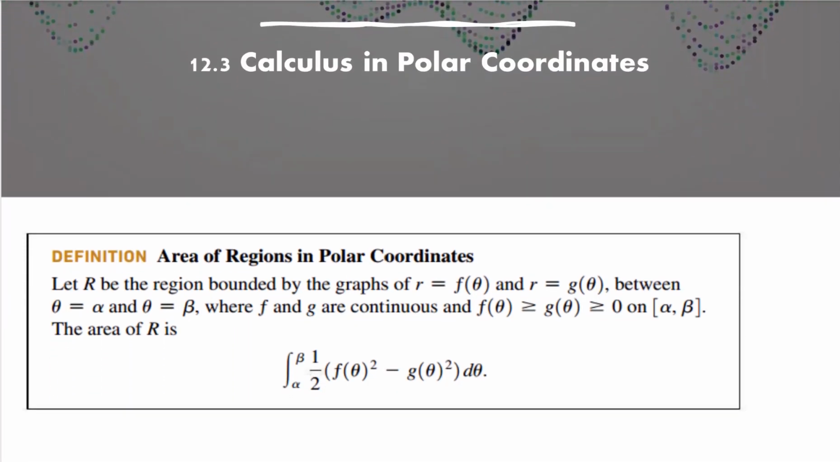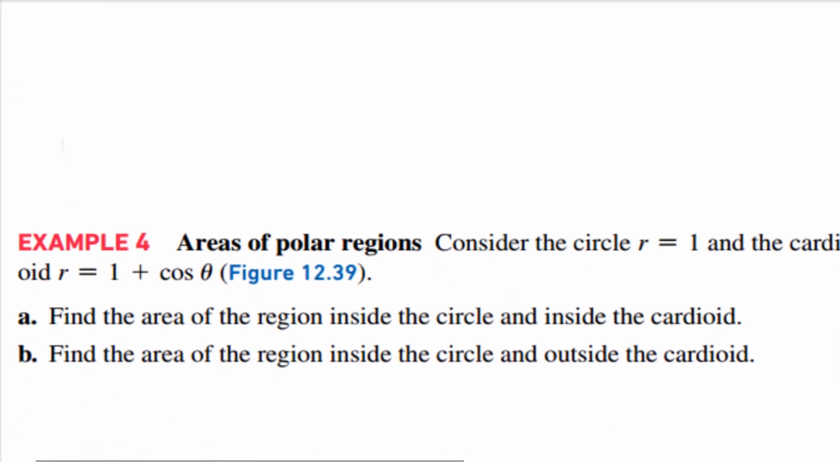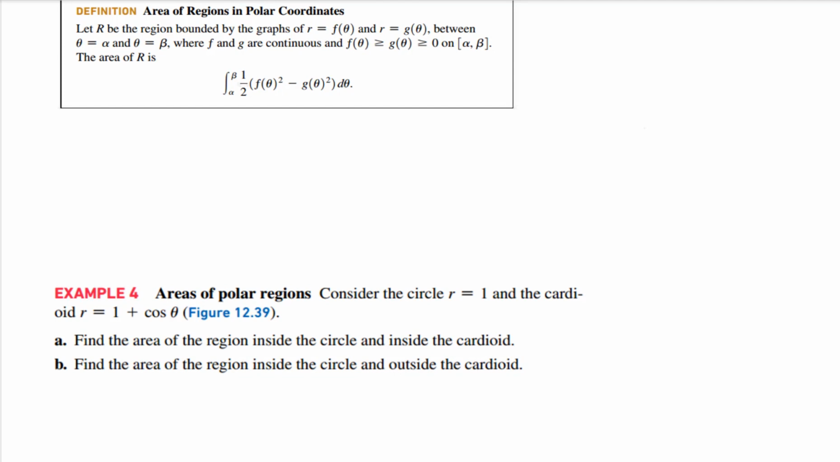So here's our area one more time, integrals. But now we're going to use two different regions. So straight from your text, we're going to find areas of polar regions. Consider the circle with a radius equal to 1 and the cardioid. Telling you it's a cardioid. r is equal to 1 plus cosine of theta.